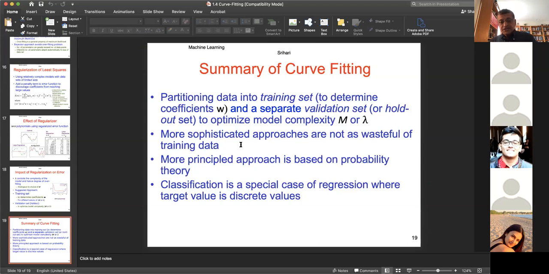So more sophisticated approaches are not as wasteful of training data, and more principled approaches are based on probability theory. Probability theory is going to play a role. And then classification is a special case of regression where the target value is discrete values. Okay. All right. So that brings us to the close of this particular section on curve fitting.